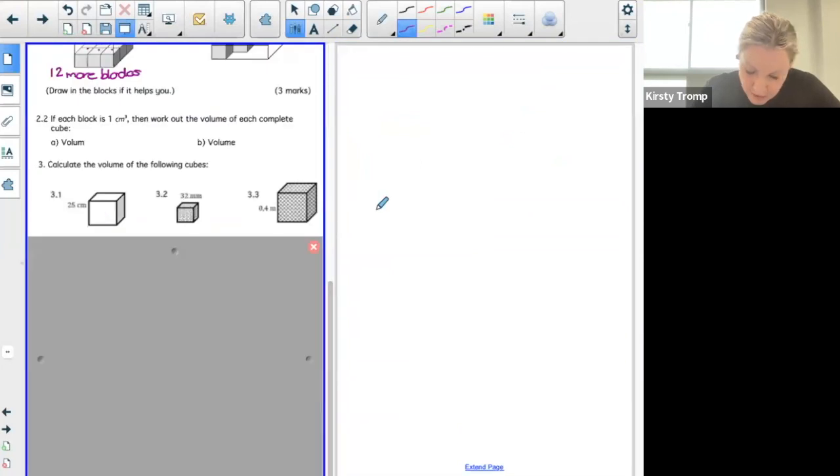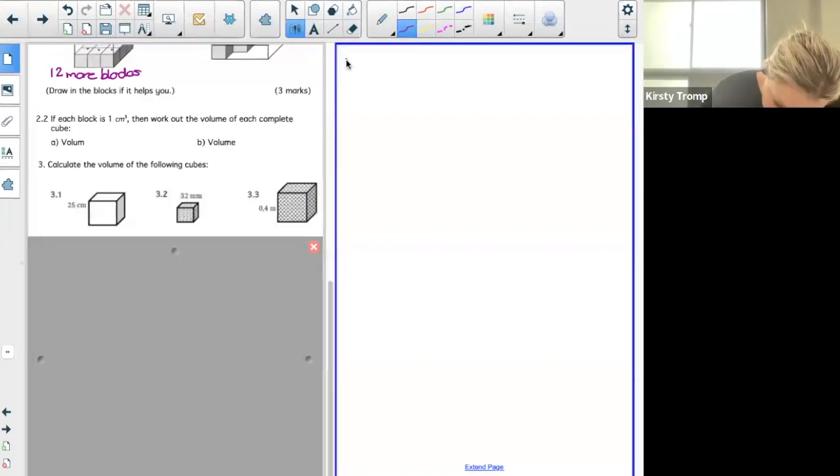All right. So we're now going to calculate the volume of a cube. I'm going to start with 3.1 for you, and I'm going to show you first how to do the volume of a cube, and then I want you to try and do it by yourself.